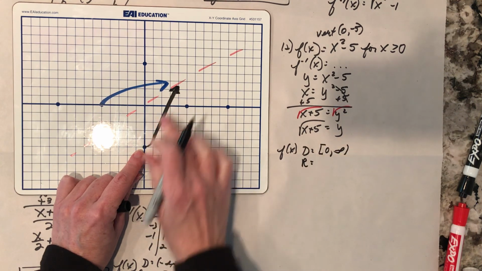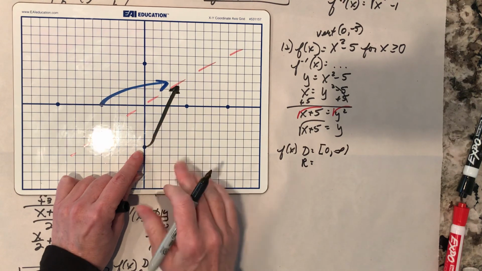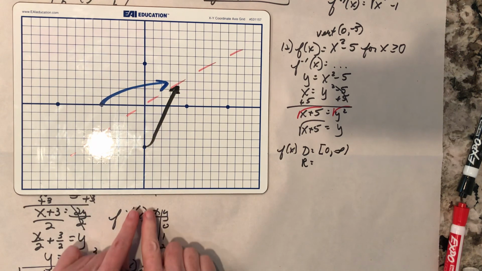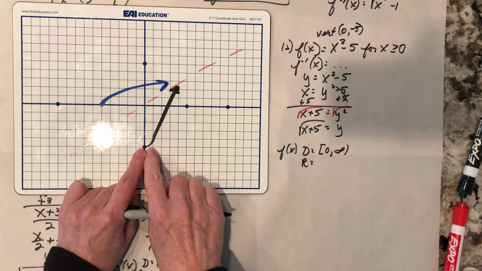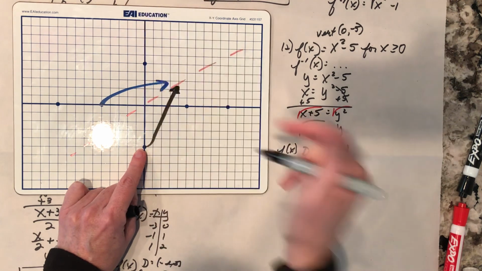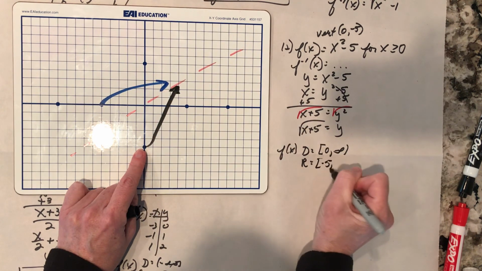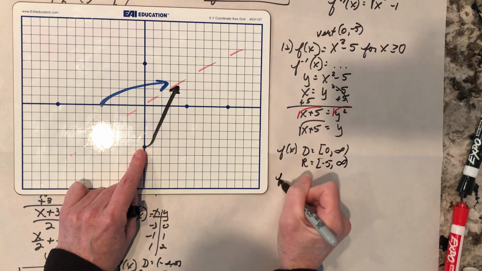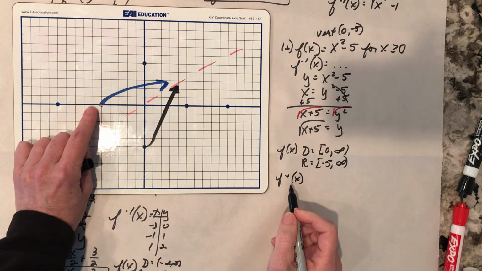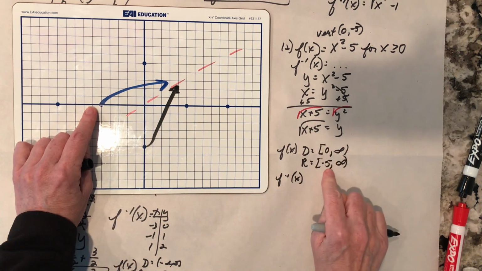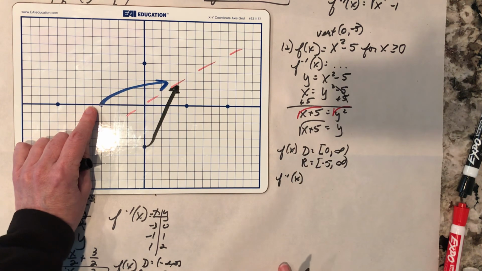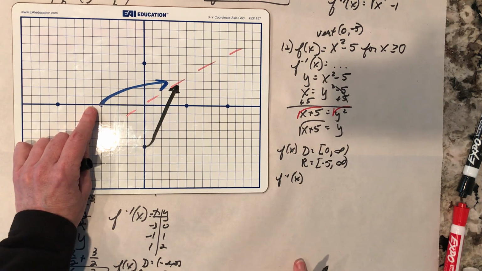The range for this black function, remember range is what are you using up on the y-axis. Start down here, nope, nope, nope, nope, nope, nope, nope. Oh, right there is where we start using up the y-axis. That's -5, and that line will take us on to infinity. So we're using -5 to infinity. When you go to do domain and range for the inverse, for the blue, remember these will just swap places. This will be our domain for the inverse, that'll be our range, but let me show it to you so you can see that it actually does work.